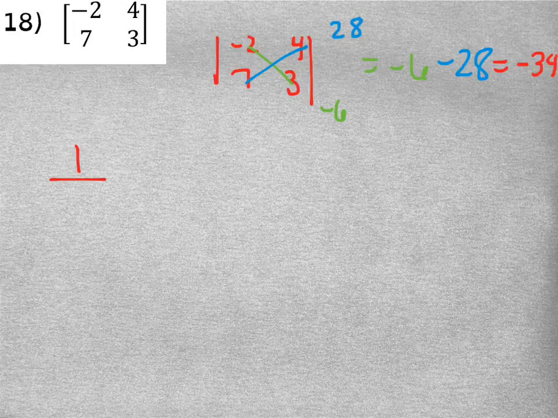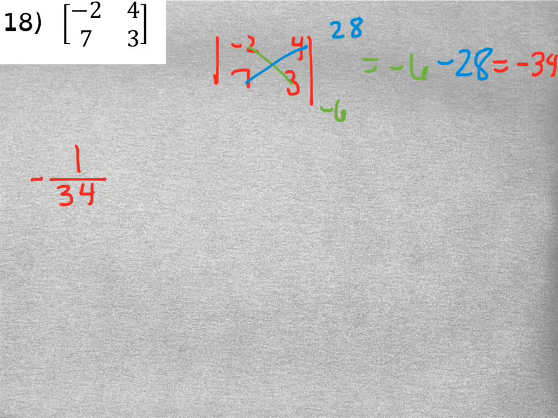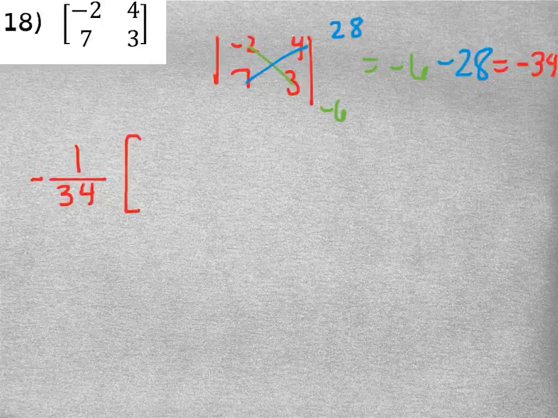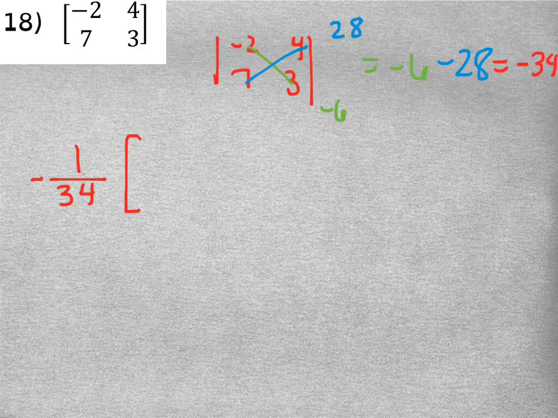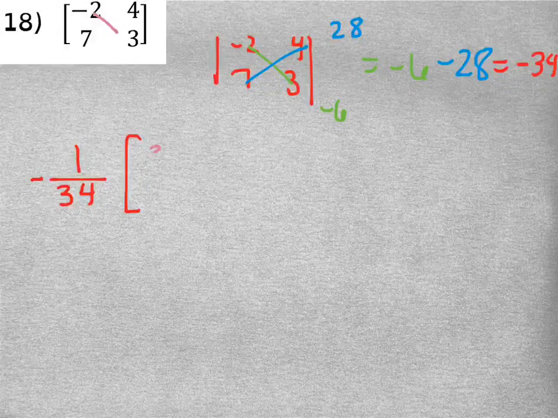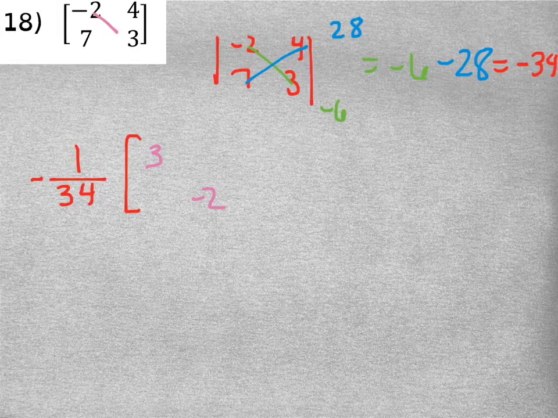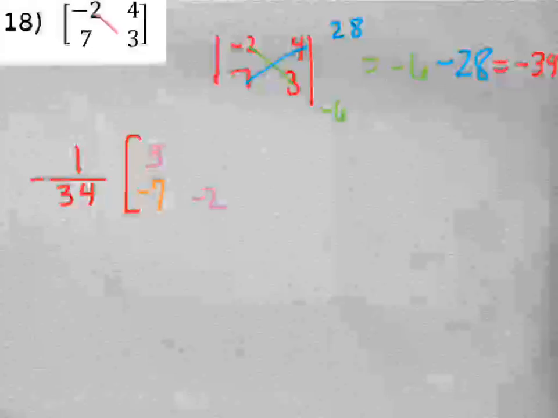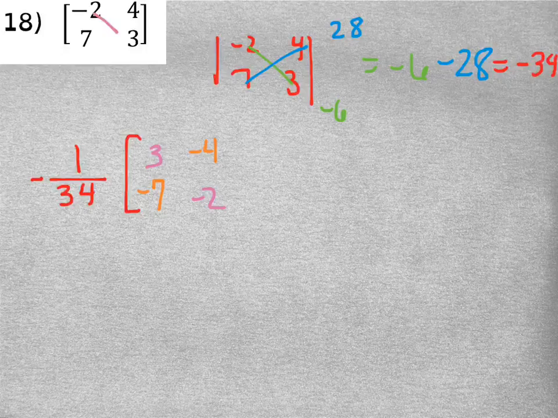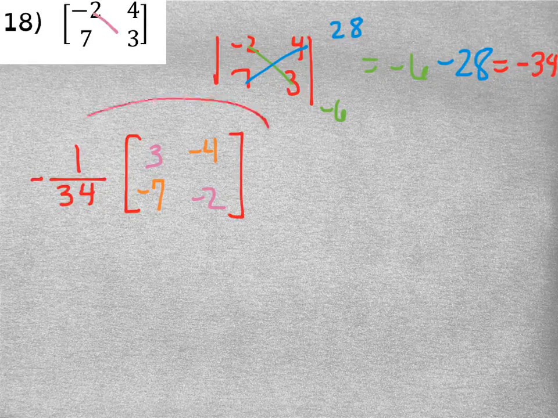So you do 1 over that negative 34, which is a negative 1/34. And then we're going to rearrange our matrix. Your downs will switch locations. So 3, negative 2. And your ups are going to change the signs. So negative 7, negative 4. And that's your inverse.